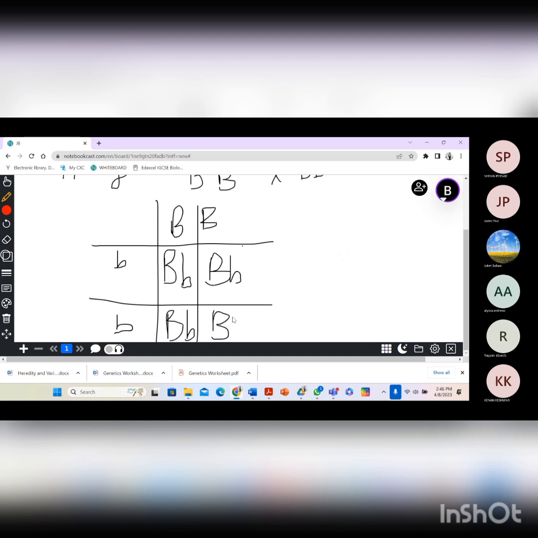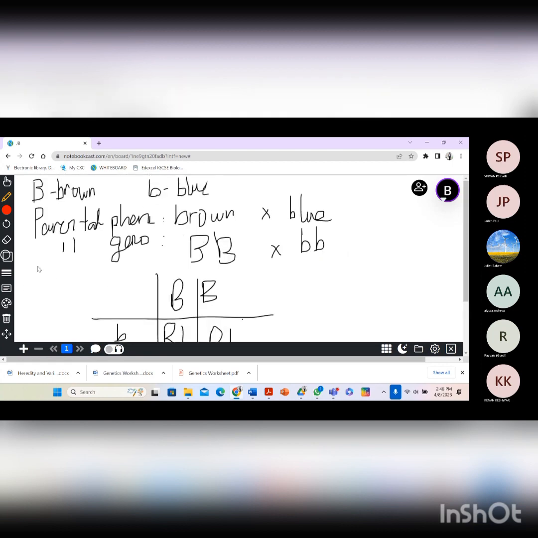Big B, small b. So in this outcome, we are seeing 1, 2, 3, 4 chances of the offspring inheriting the heterozygous dominant form. So what would be the eye color of the offspring in this case? Anyone?